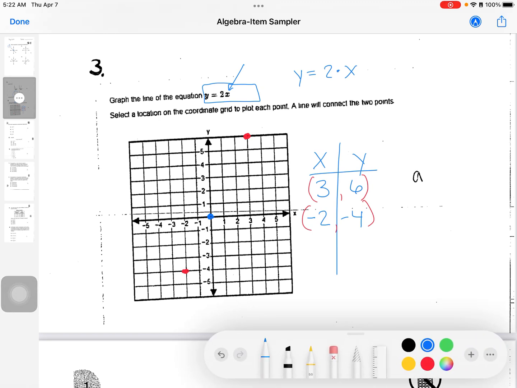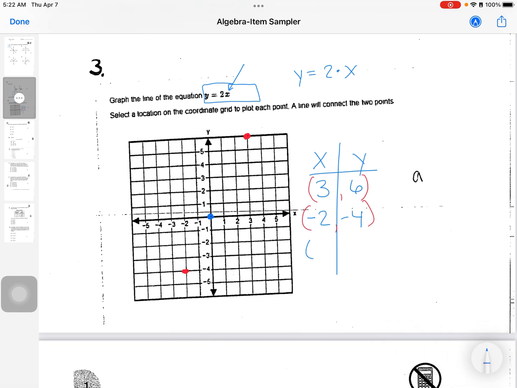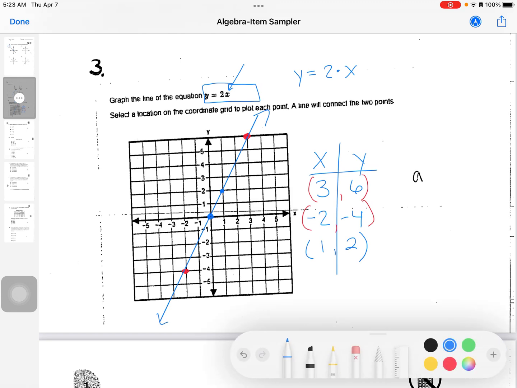Let's pick one more. If I were to put a 1 in for x, could you tell me what the value of y is going to be? If you said 2, you would be correct because 2 times 1 is 2. So I'm going to go over 1 and up 2. That would be enough right now to plot the line. So then I would connect those to form a nice straight linear line to represent that equation.